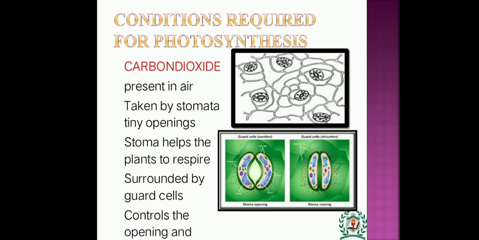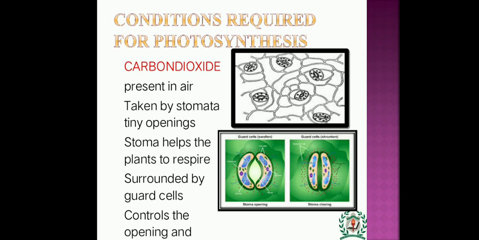So what is the next one? Carbon dioxide is present in the air. What is the singular form of stomata? It is called stoma. And what do the stomata do? Stomata help the plants to respire, and they are present in abundance on the lower surface of the leaf. Each stoma is surrounded by guard cells. Guard cells mean a protective cover, and they control the opening and closing of the stomata.